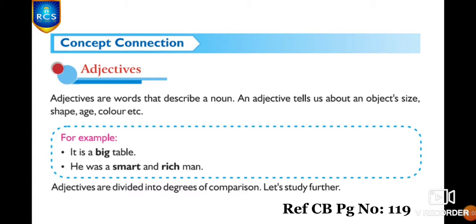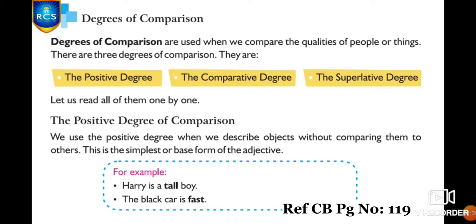For example, it is a big table. He was a smart and rich man. Here, big, smart and rich are adjectives. And we all know adjectives are nothing but describing words. They help us to describe a person, place, animal or thing. And adjectives can be divided into degrees of comparison. Now we are going to learn about that in brief.